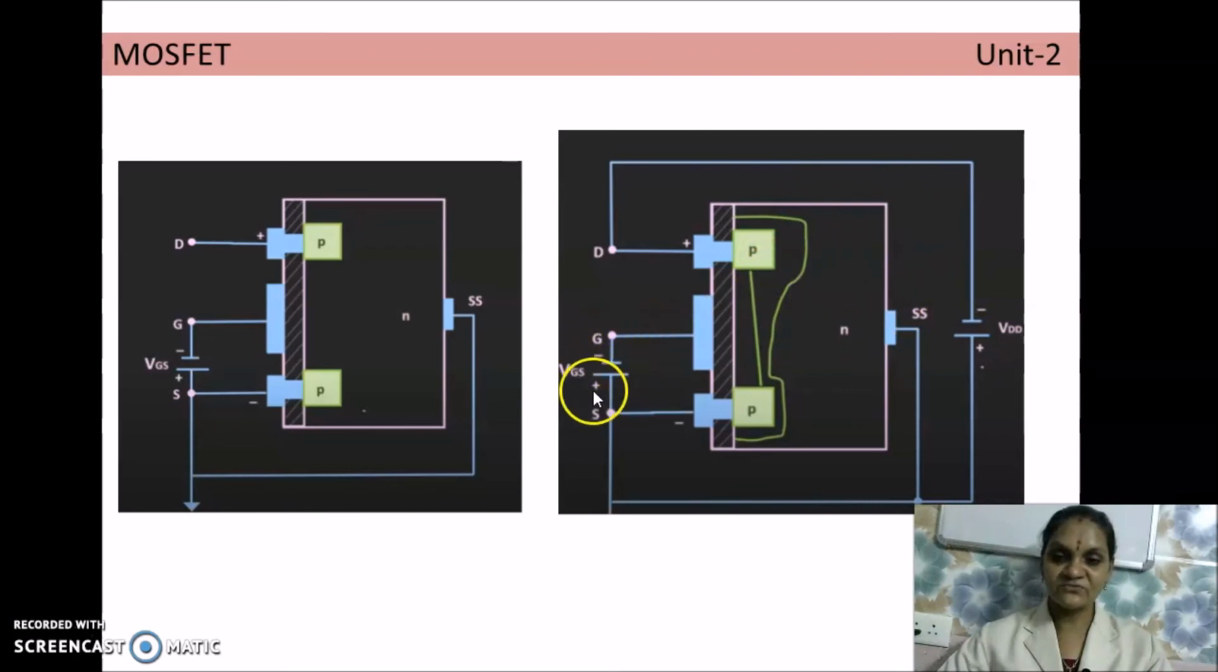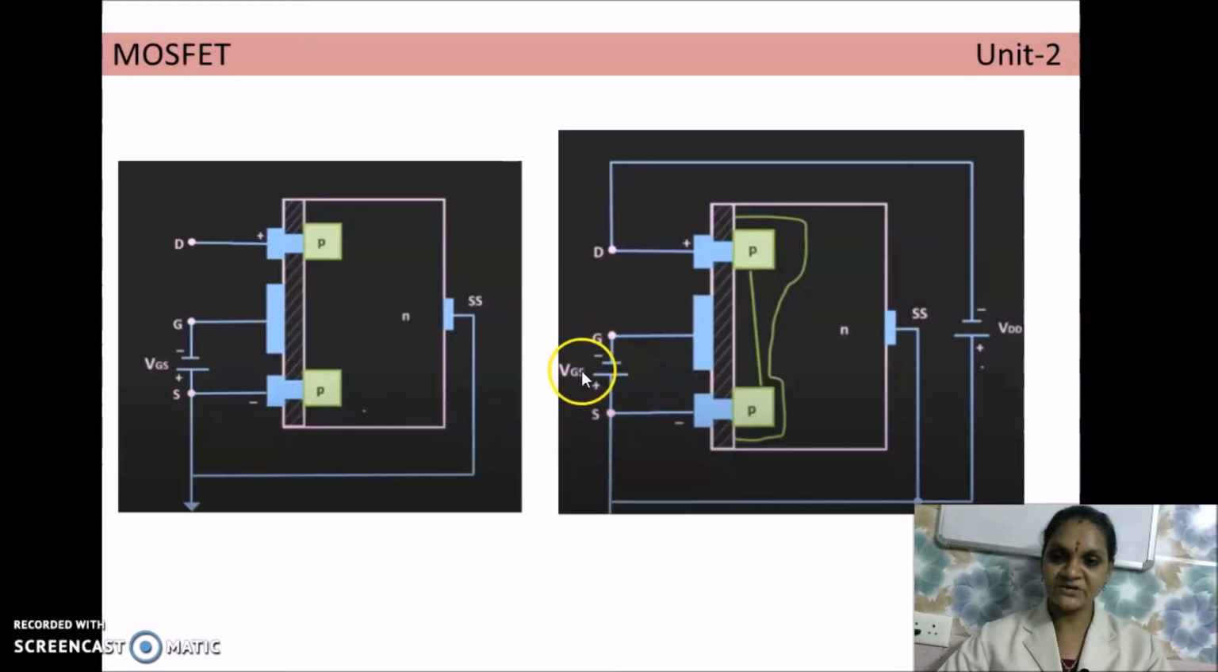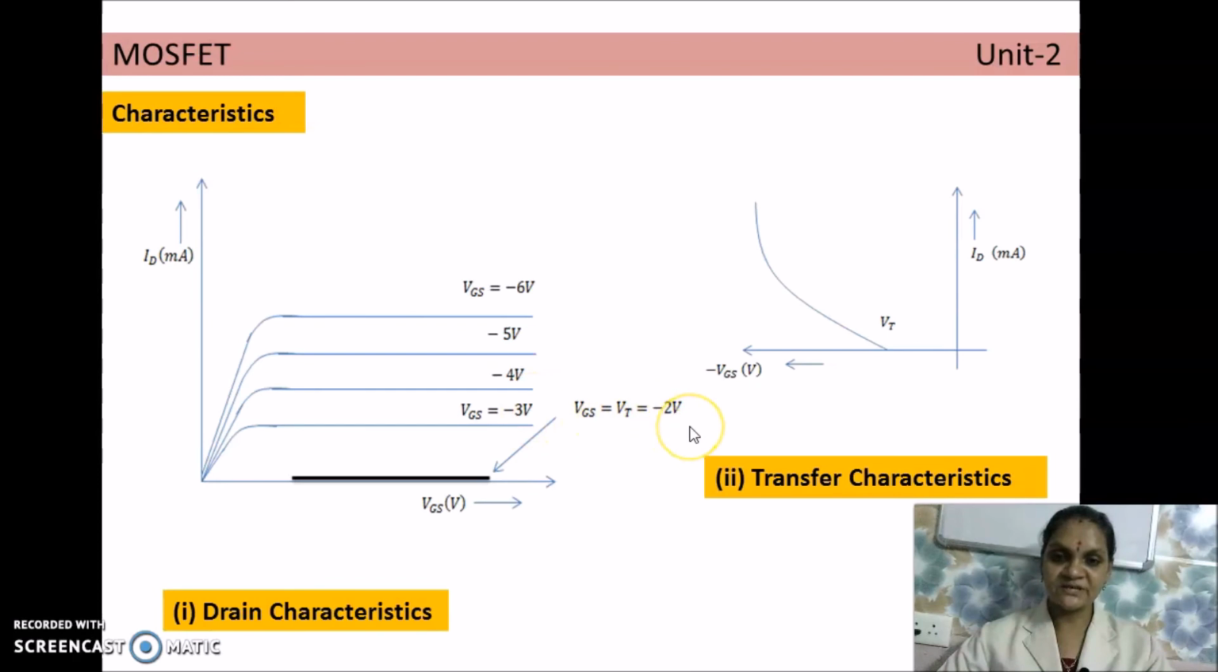After that, if we still increase the value of VGS, now more accumulation of holes takes place near the oxide layer. So this contributes to an increase in drain current, and after that if we increase the VDS, the same thing will happen. So this can be observed from these characteristics. So see here, the VGS is negative, so the threshold voltage is taken as minus 2 volt. So till the threshold voltage, VGS is taken as minus 2 volt.